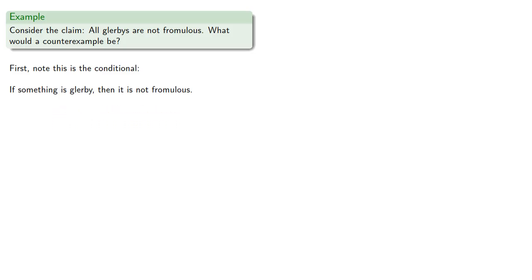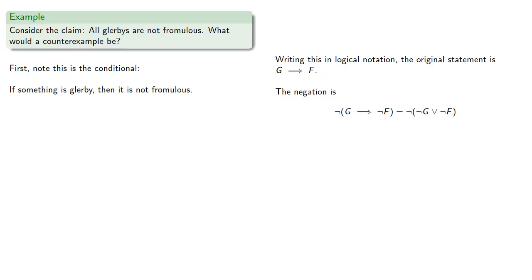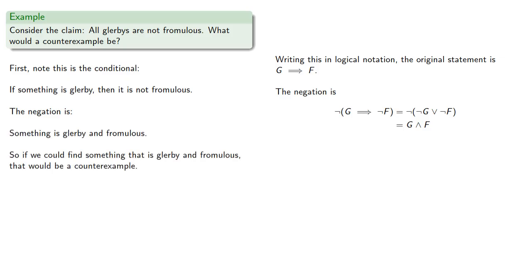Now, it might be a little easier to figure these things out using our symbolic notation, so writing this in logical notation, the original statement is Glerby, then not Fromulus, and the negation will be the negation of a disjunction, which will be the conjunction of the negations. And so the negation is something is Glerby and Fromulus. So if we could find something that's Glerby and Fromulus, that would be a counterexample.